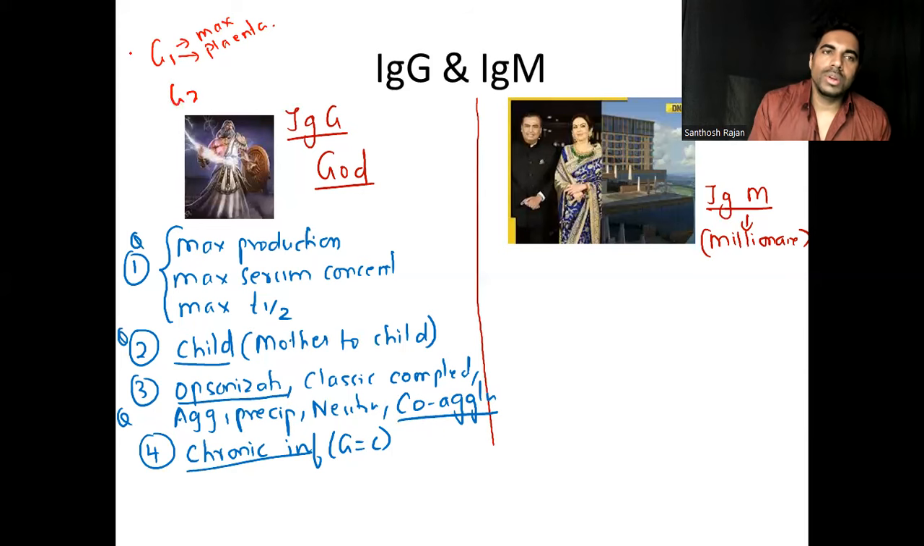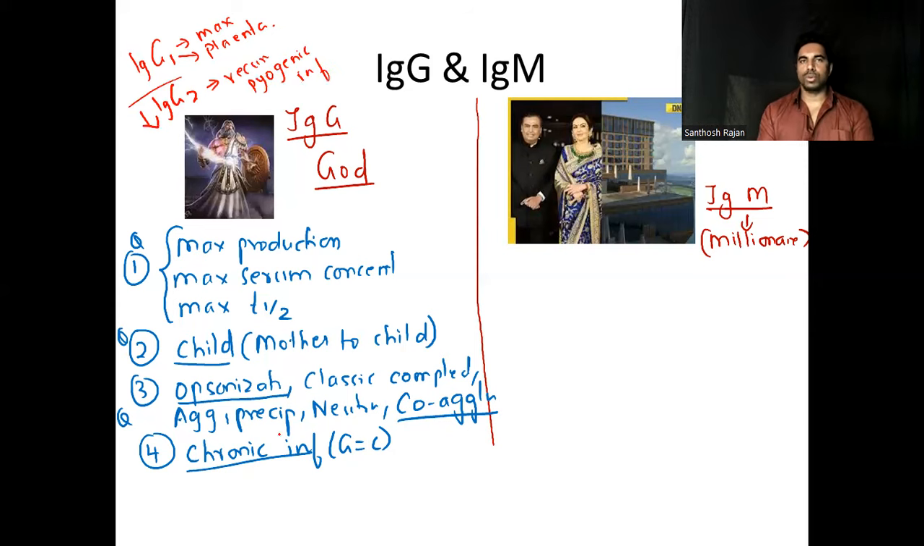G2: when immunoglobulin G2 goes low, you will have recurrent pyogenic infections, because of an opsonization problem. This is one extra point, but the questions will come from these only: maximum production, maximum serum concentration, maximum half-life, child opsonization, and chronic infection. That's it. For now, you remember this only.